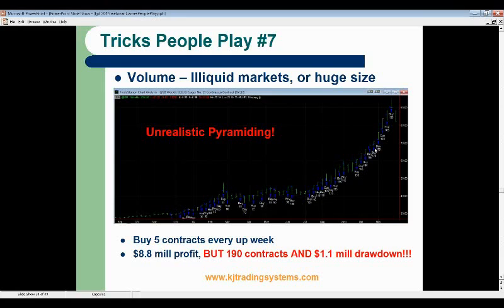At the peak, you would have owned 190 contracts. That's a huge position. And at one point, you would have had a $1 million drawdown. Of course, you would have made $8 million, almost over $9 million in profit, had you gotten out at the peak. But people might not tell you this. They'll just show you, hey, you could have made $8 million in sugar just by buying up in an uptrend.